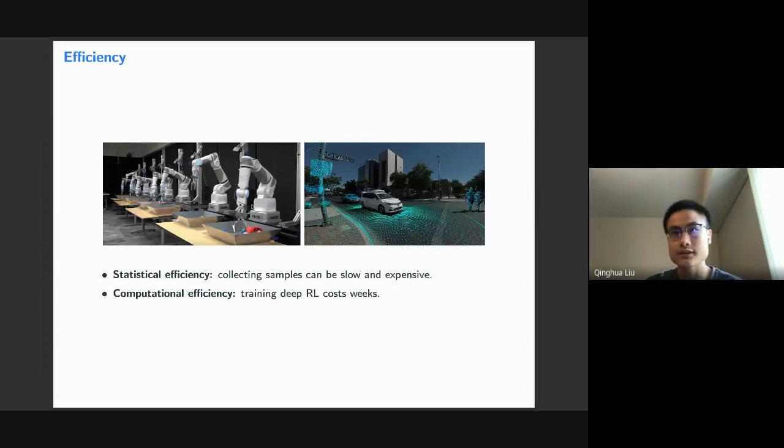And the second one is computational efficiency. It measures how much additional computation we need to perform in order to extract a good policy from the collected samples. And in this talk, we will focus on statistical efficiency.